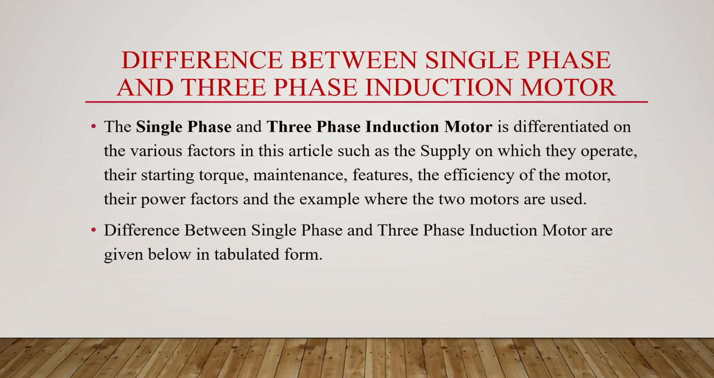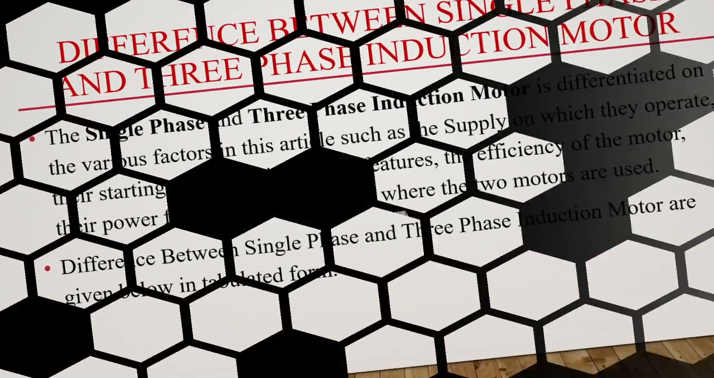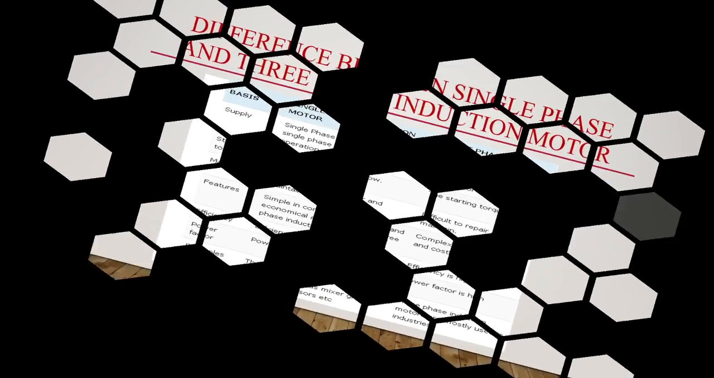Let us see the various differences between single phase and three phase induction motors. Single phase and three phase induction motors are differentiated on various factors such as the supply on which they operate, their starting torque, maintenance, features, efficiency of motor, their power factors, and the examples where the two motors are used. So let us see the differences between single phase and three phase induction motors as shown in the tabulated form.